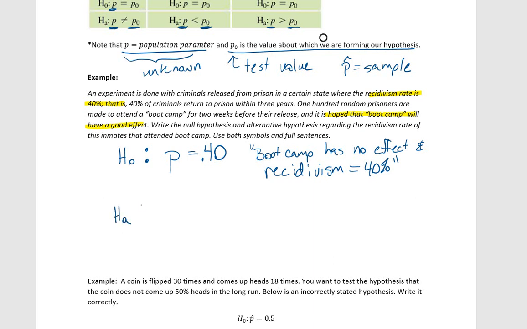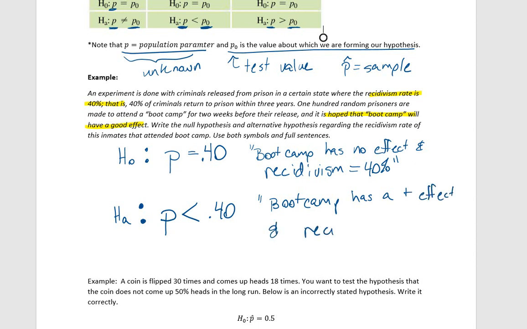Now, the alternative hypothesis, or what we're hoping to happen, or the test value, okay, is we're hoping that boot camp will have a good effect. So we're good people. What we want is that we don't want these people to return to prison. So we're hoping that the population is less than that 40%. So boot camp has a positive effect and the recidivism will be less than 40%.